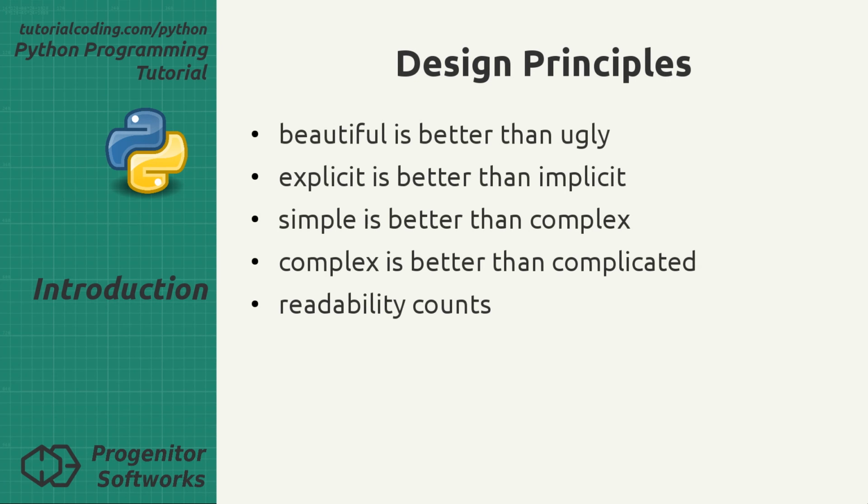The Python developers designed the language with 5 major design principles in mind. First, beautiful is better than ugly. Second, explicit is better than implicit. Third, simple is better than complex. Fourth, complex is better than complicated. And fifth, readability counts.